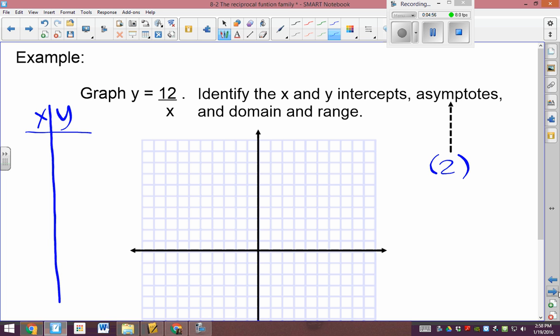All right, so let's start with something like -4. All right, that's -3. Yep. -3 is -4. -1.